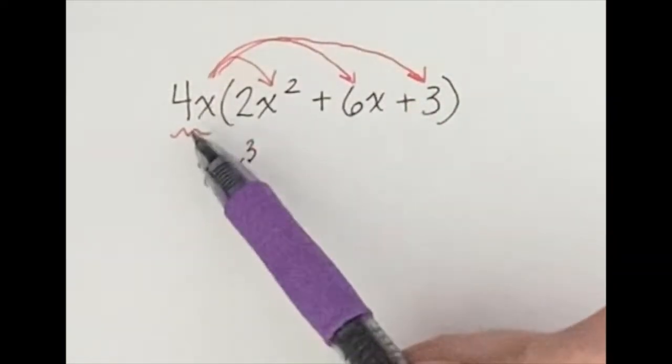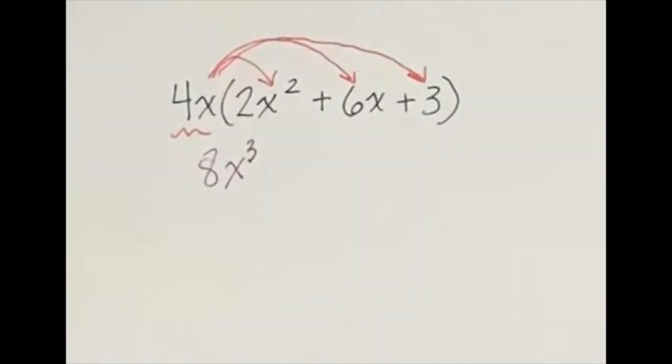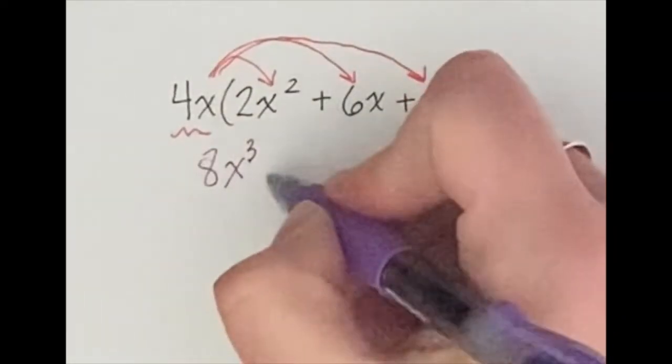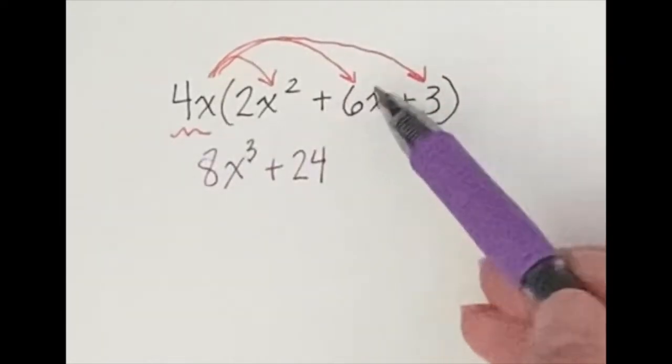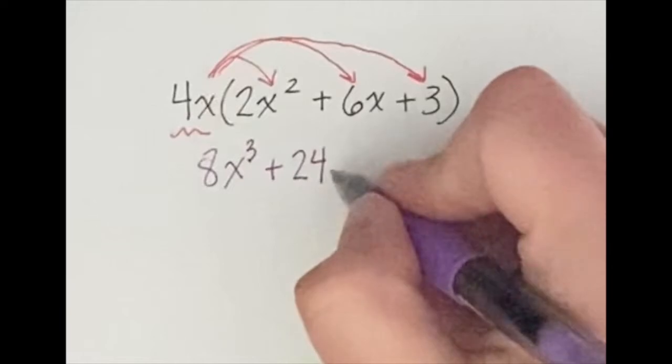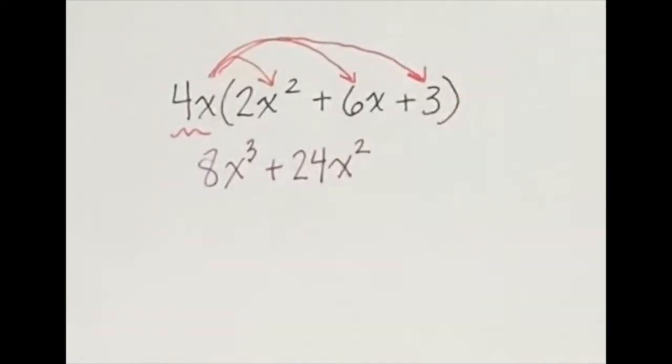For the second term, we're going to take 4x times the 6x. Well, 4 times 6 is 24. And then x times x, remember, add those exponents, would be x squared.